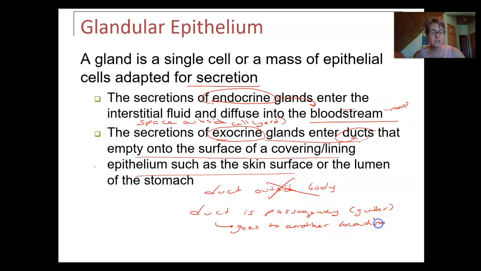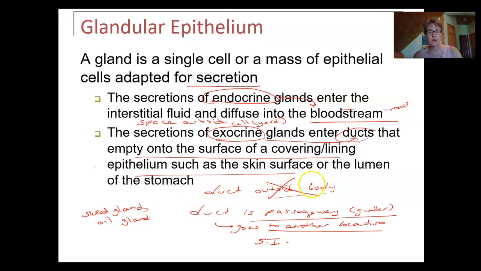The other location can be like the small intestine, because I have the pancreas and the liver making secretions that go into a duct into the small intestine, and therefore are exocrine glands. I have secretions that dump into the stomach, so it's not outside the body. It can be. I have sweat glands and oil glands. Those go outside the body, but they are just an example. So that is not a hard and fast rule that it goes outside the body, but it goes to another location via a passageway, not the bloodstream.